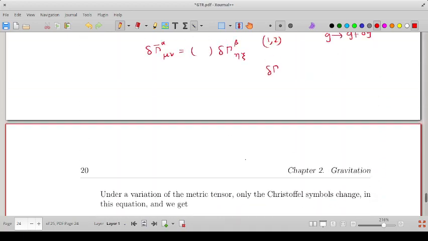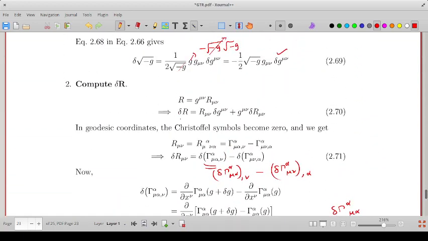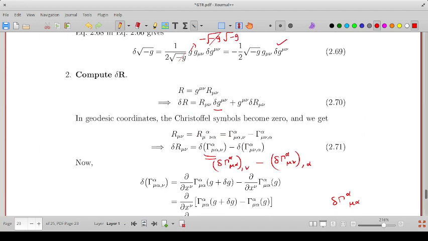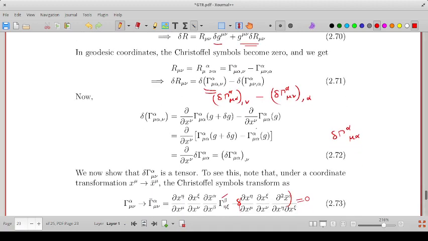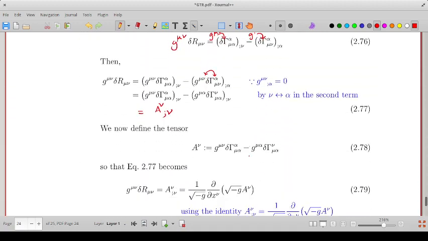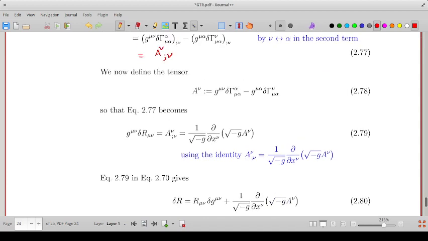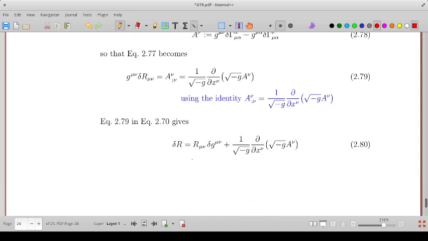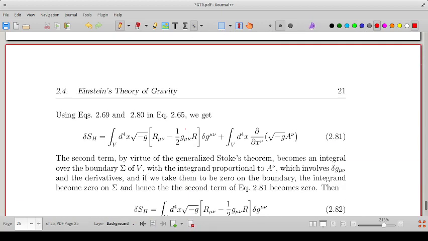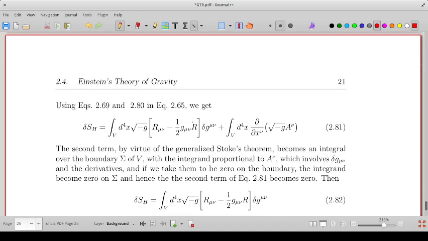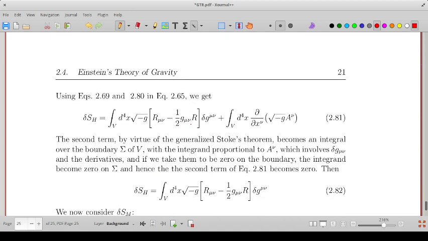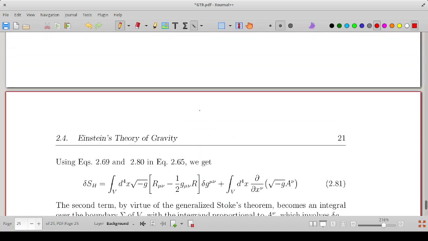Then this quantity delta r is equal to this plus this, and we have a delta g mu nu here. This has just been computed. So r mu nu delta g mu nu plus this factor. Now, the variation in the Hilbert action is given by the following.